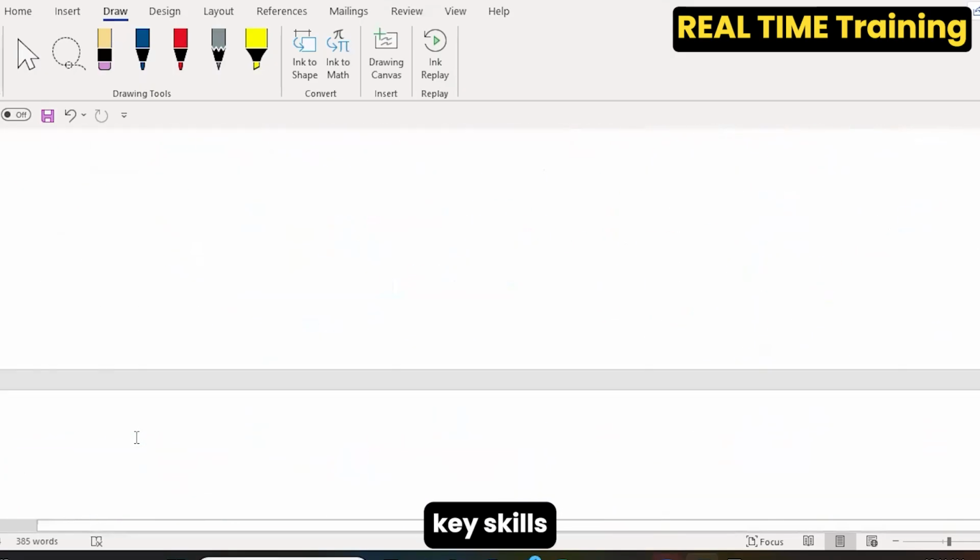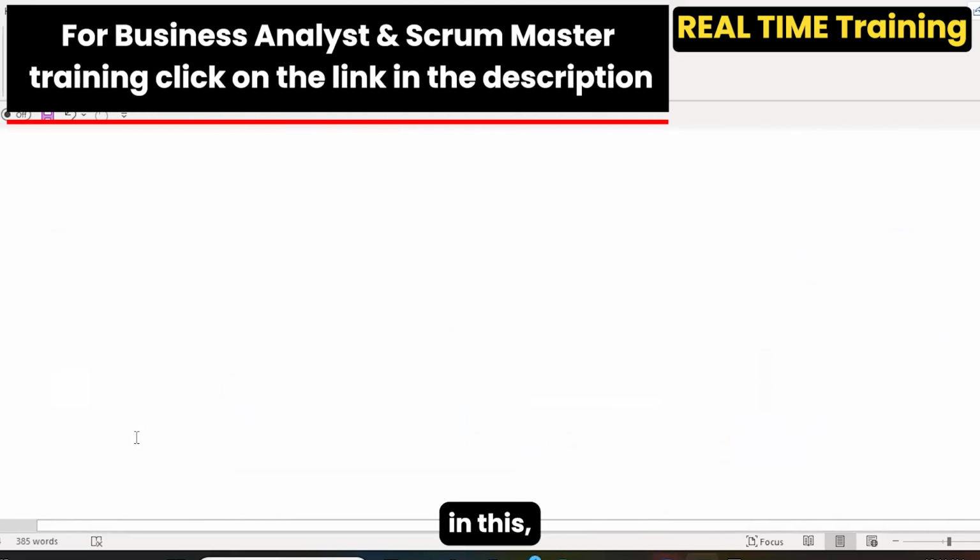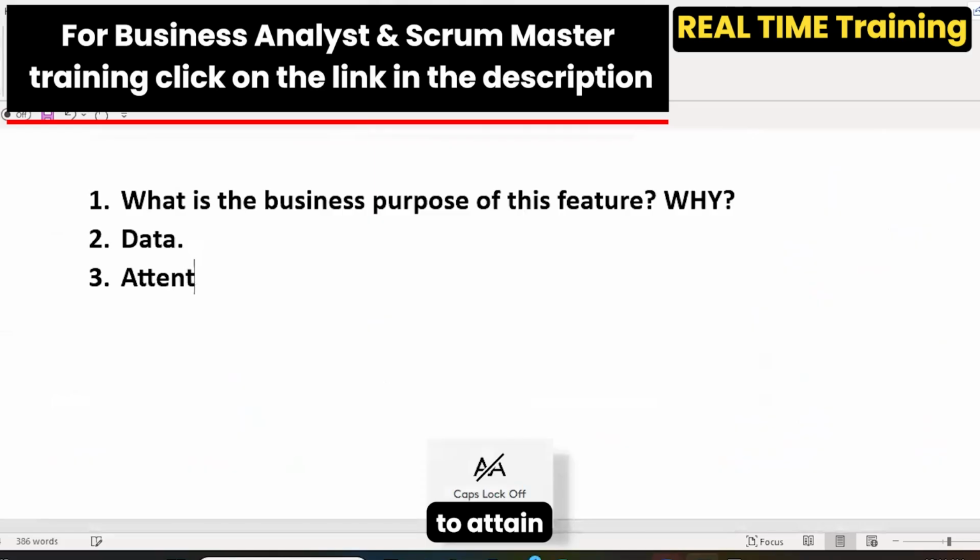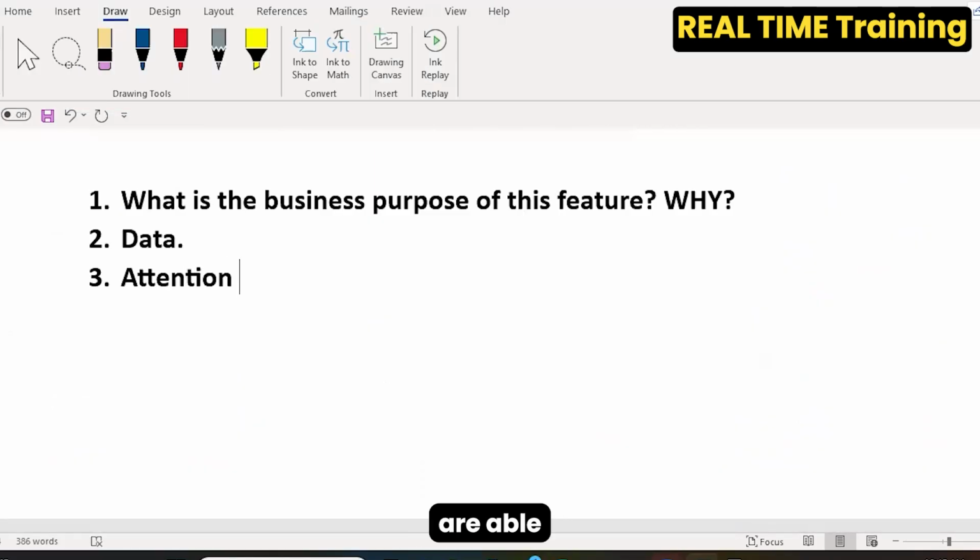So what key skills do you need, which is very hard to attain? Attention, right? You have to be really focused on the meeting to the point where you are able to understand whatever it is that they're saying, even if they beat around the bush.